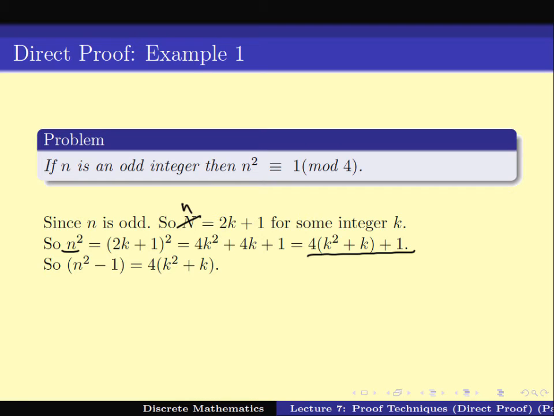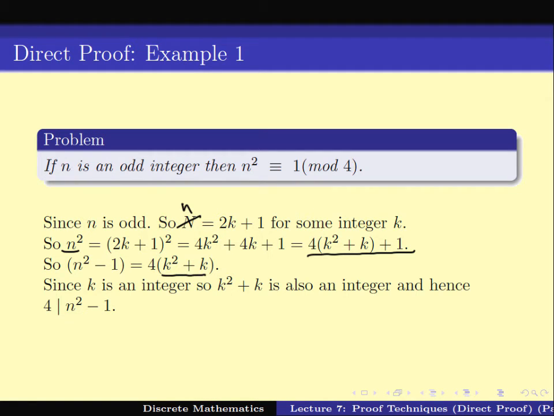Now let's look at this number k squared plus k. Since k is an integer, k squared is an integer, so k squared plus k is also an integer. Hence this expression means that n squared minus 1 is 4 times some integer, or in other words, n squared minus 1 is divisible by 4, which is just what we mean when we write the notation n squared is congruent to 1 mod 4.